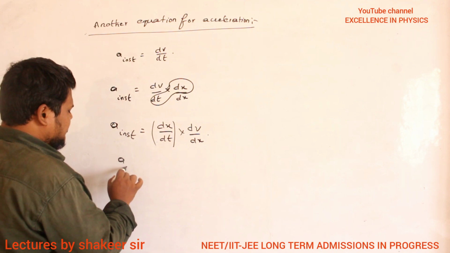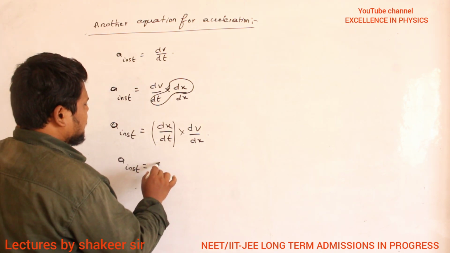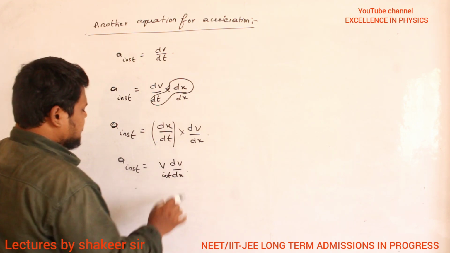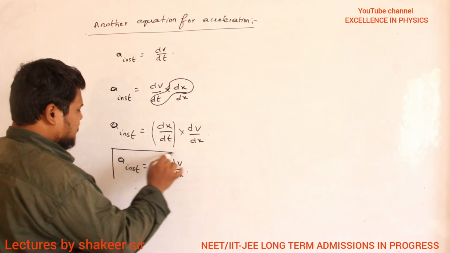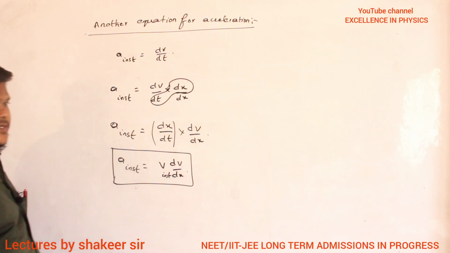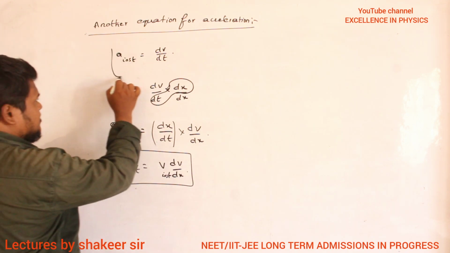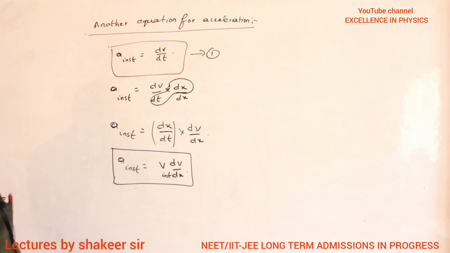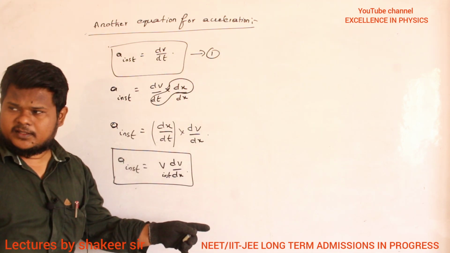So therefore, instantaneous acceleration a is equal to v dv divided by dx, where v is called the instantaneous velocity. So this is another equation to calculate acceleration. Understood? So what was the first equation we have derived? The first equation is a equals dv by dt. Another equation is v dv by dx.